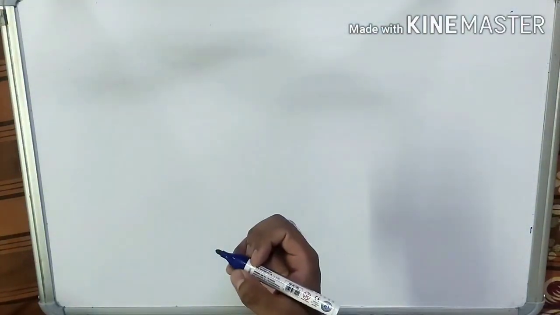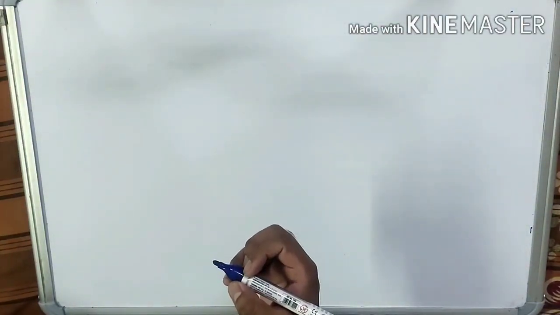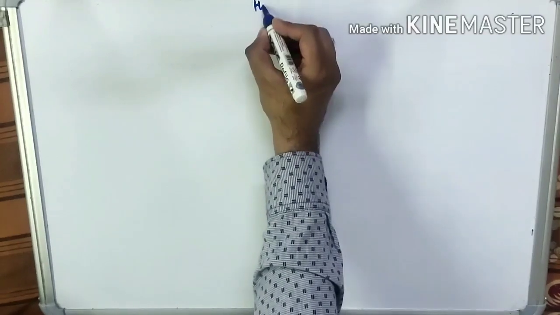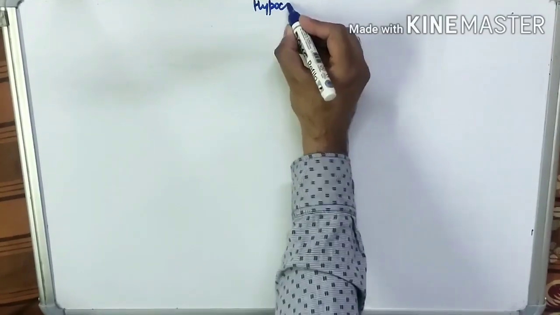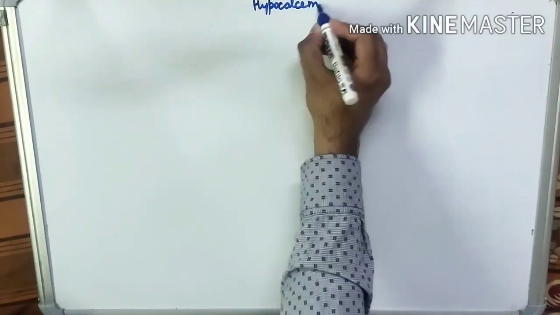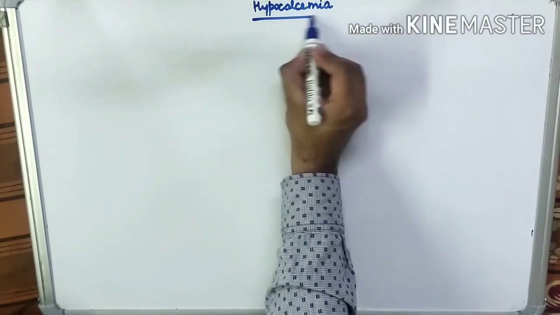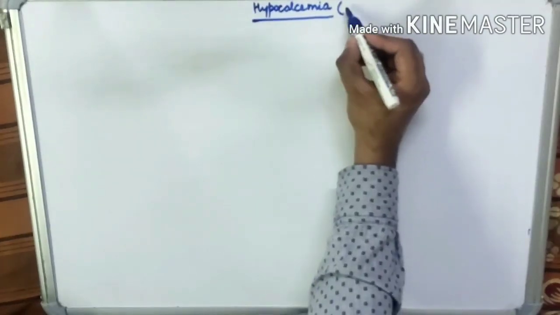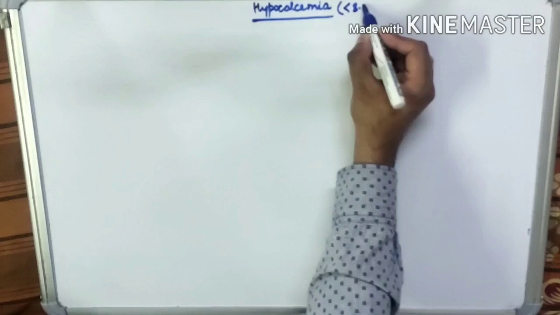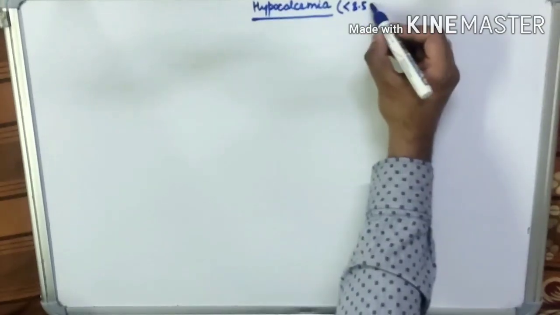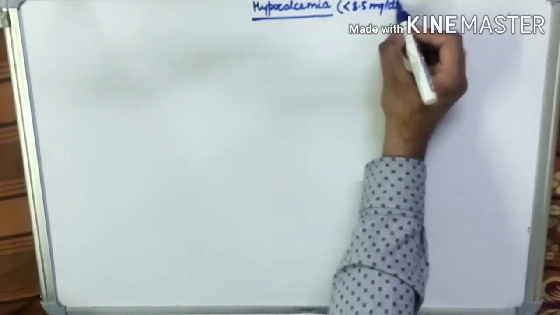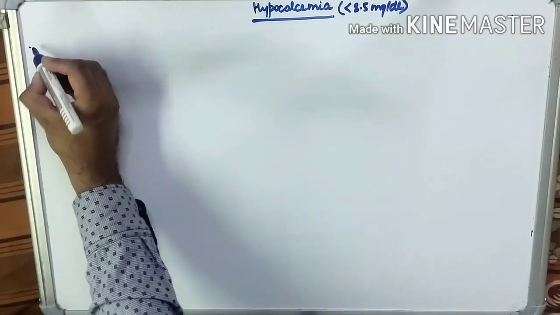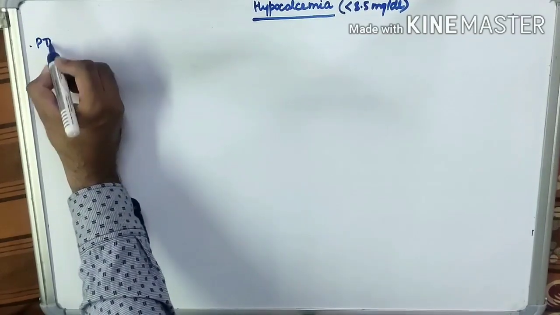So, today we'll take up an approach to a case of hypocalcemia. Normal serum calcium level is 8.5 to 10.5 milligram per deciliter. So, hypocalcemia is said to occur when it is less than 8.5 milligram per deciliter. Now, before we start our discussion about hypocalcemia, we need to know about some important things.